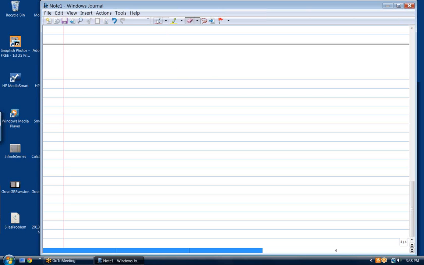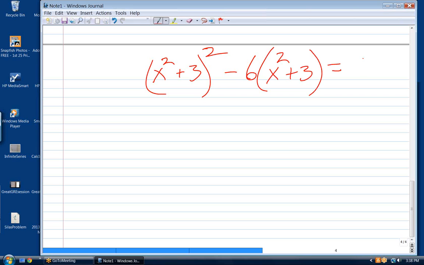So, it says x squared plus 3 in parentheses squared minus 6 times the quantity x squared plus 3 is equal to 7. And then you substitute in a variable for the x squared plus 3 and then solve it that way. In other words, they're saying this is a quadratic in disguise. That's what I call them.